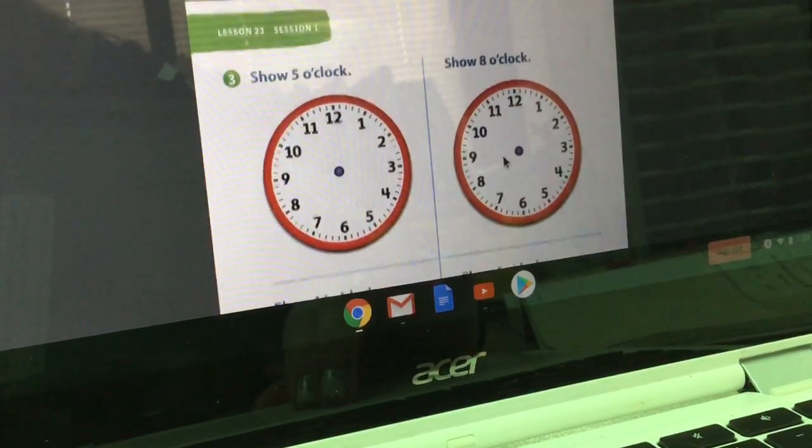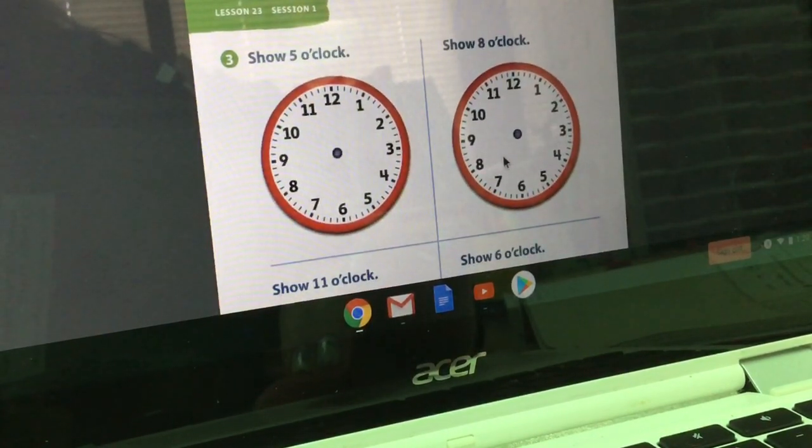All right, on this side, we're doing 4 more examples of showing different times. We'll do this one together. Show 5 o'clock. We're going to draw our hour hand pointing to the 12. I apologize, I confused that again. Our minute hand, our long hand, pointing to the 12. Our hour hand pointing to the 5 for 5 o'clock. Pause the video if you need to.